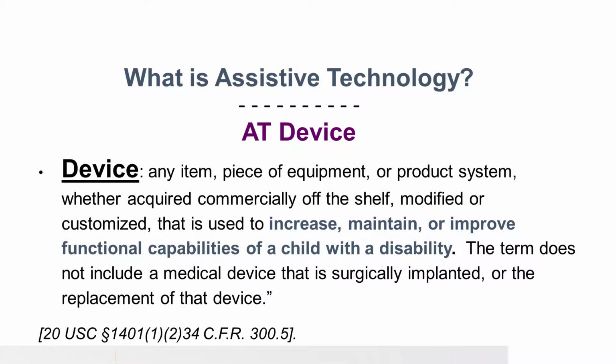So what exactly is the definition of assistive technology according to IDEA? AT is a device, first and foremost. It is any item, piece of equipment, or product system, whether acquired commercially, off the shelf, modified, or customized, that is used to increase, maintain, or improve the functional capabilities of a child with a disability. The term does not include a medical device that is surgically implanted or the replacement of that device.